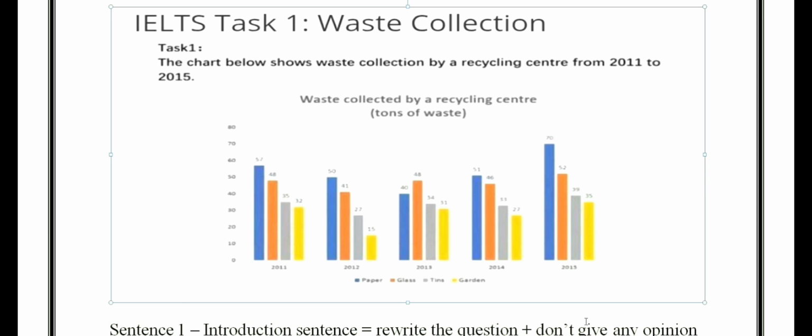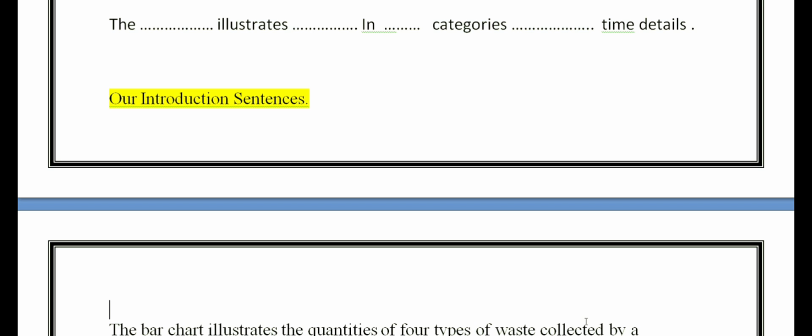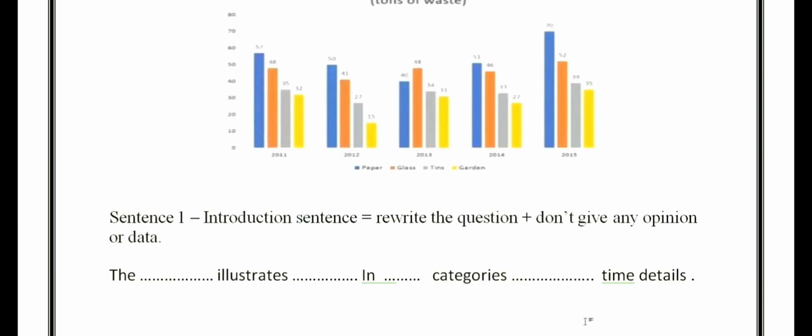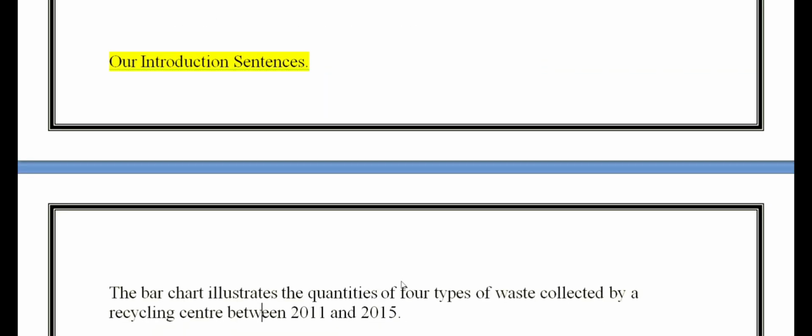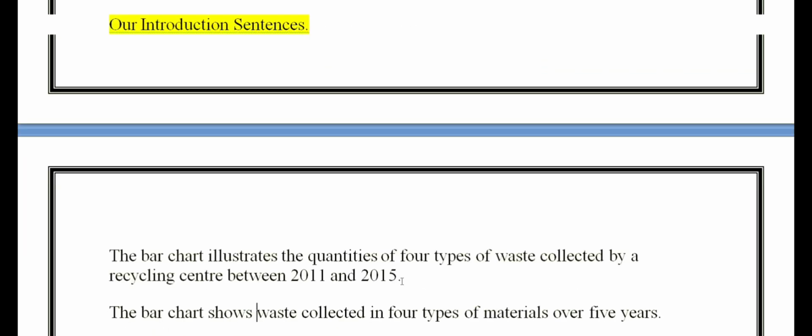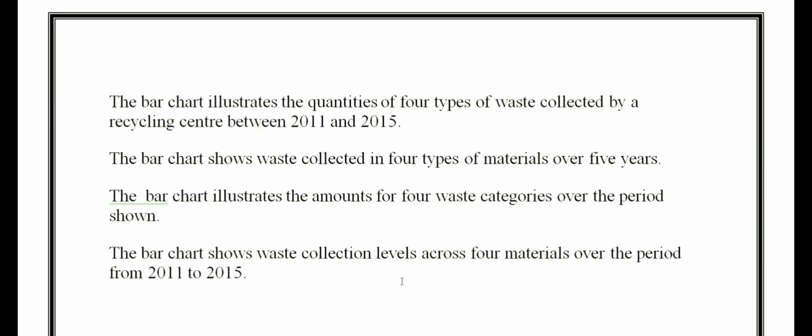So here we begin. When you start your first sentence, which is generally the introduction sentence, you have to rewrite the question and you should never give your opinion or the data in it. So, a simple format of the sentence can be the so and so illustrates so and so regarding categories, and then you speak about the time details. So, this is the normal pattern of writing the sentence. Following this, let's understand the sample introduction sentences of this question.